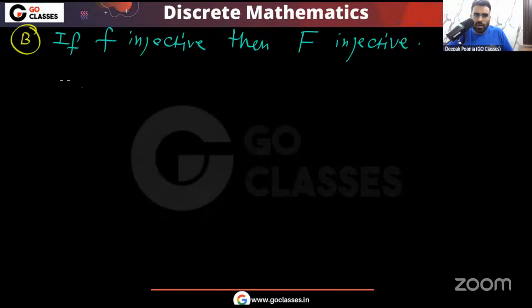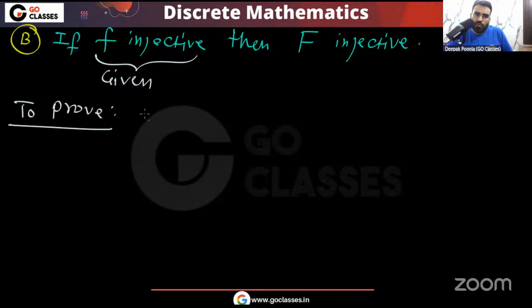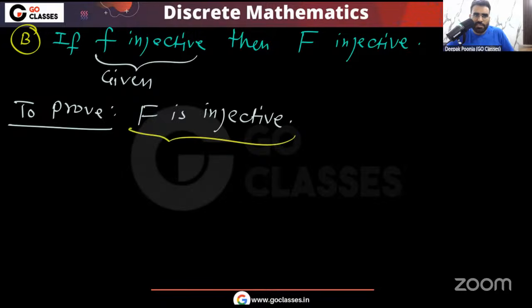Okay, so now this is given. Now, what I need to prove? Let's see what we need to prove. We need to prove that capital F is injective. This is what I need to prove. Now, how to prove this? To prove this, we need to prove that different elements have different images.